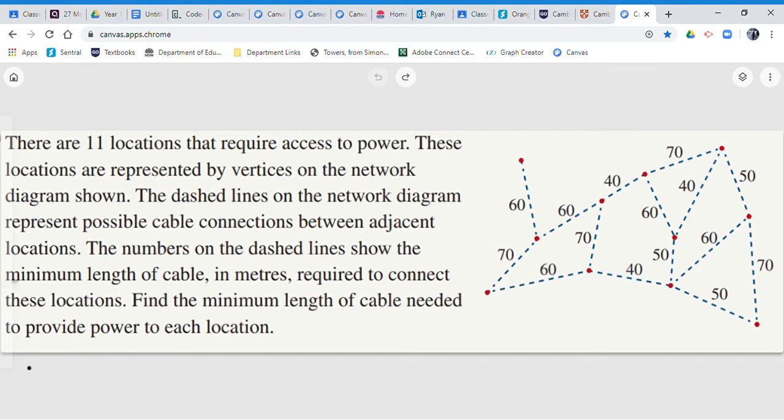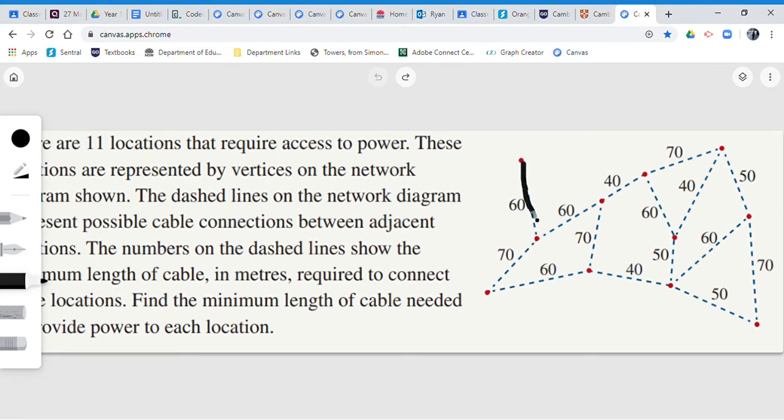So we need to connect all the different vertices, the red dots, on this network. We need to figure out the least length, or least cost, of cable needed to connect all these locations. When you do one of these questions, a good way to start, instead of trying to figure out which vertex you should pick, is to pick the one that only has one edge connecting it to the network. So I'm going to pick this one right here.